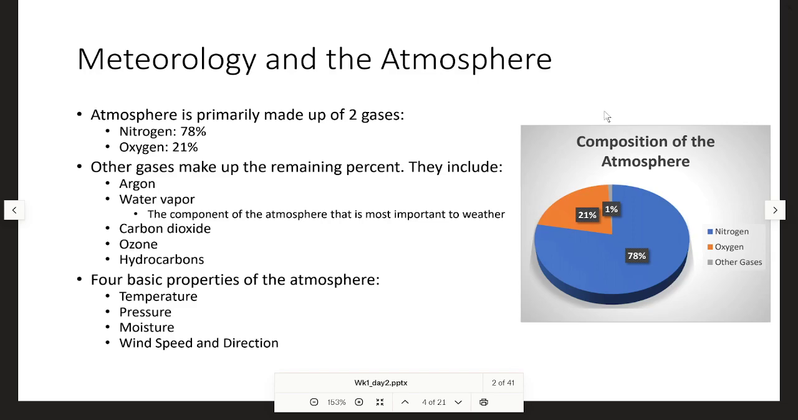The atmosphere is primarily nitrogen, 78% nitrogen, but there's also 21% oxygen. There's also argon, water vapor, carbon dioxide, ozone, and hydrocarbons. And there's four different things we look at: temperature, pressure, moisture, and wind speed and direction.